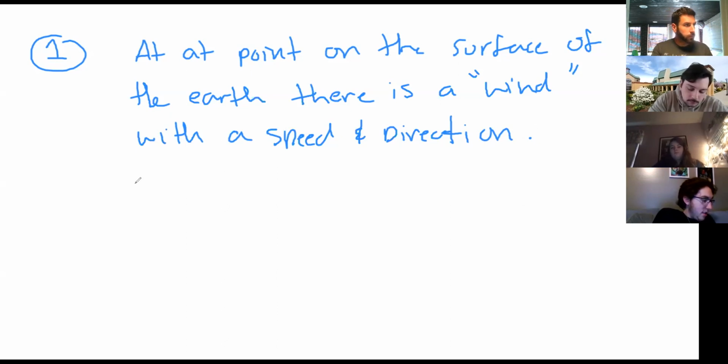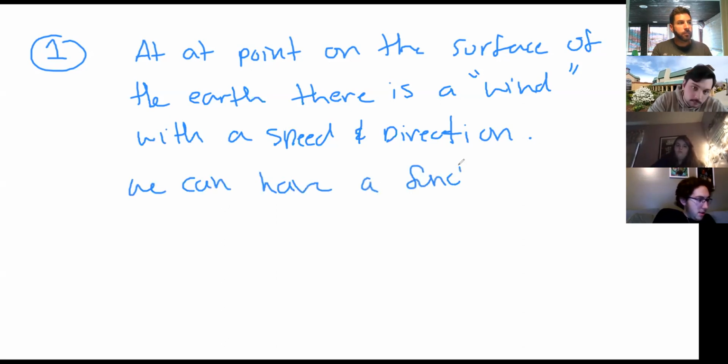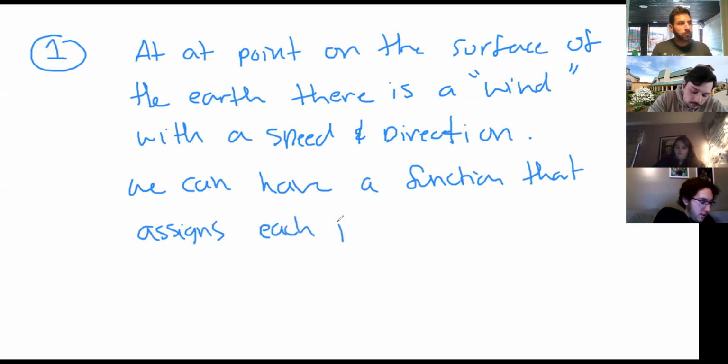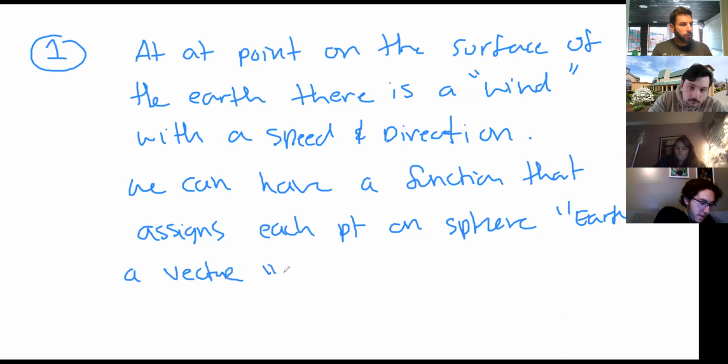So we can have a function that assigns each point on the sphere, that's Earth, a vector, and that is the wind, speed, and direction.